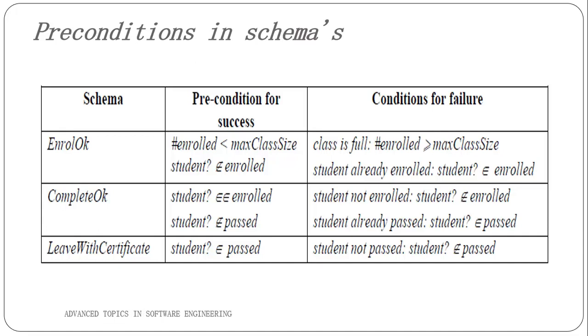Similarly, for Complete OK, the very first precondition for success is that the student should belong to the set of enrolled, and the second precondition is that the student should not belong to the pass set. And the Leave With Certificate schema has the precondition for success that student question mark should belong to the set of passed.